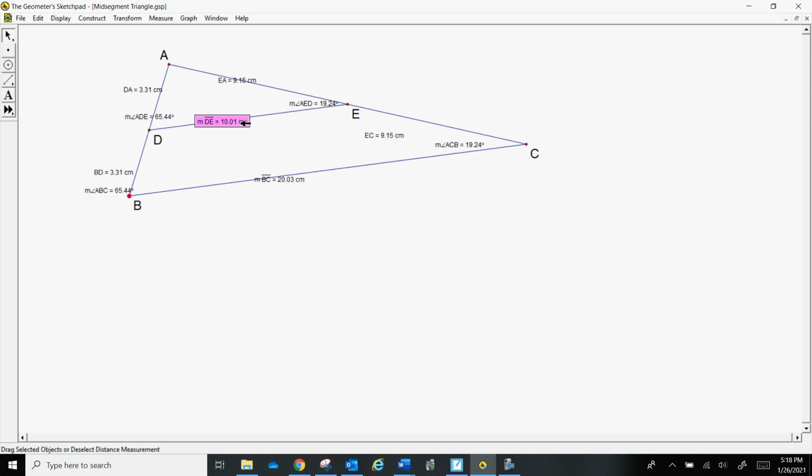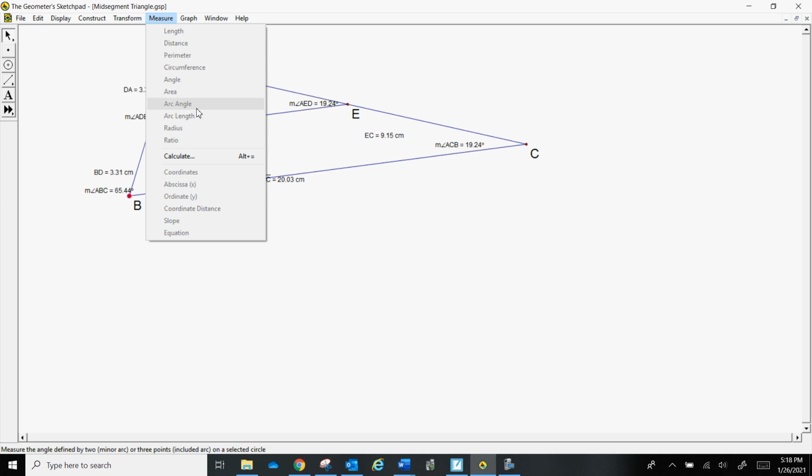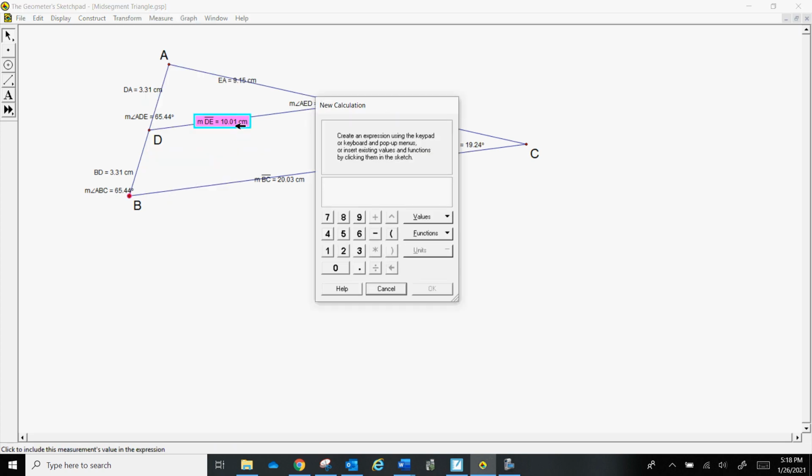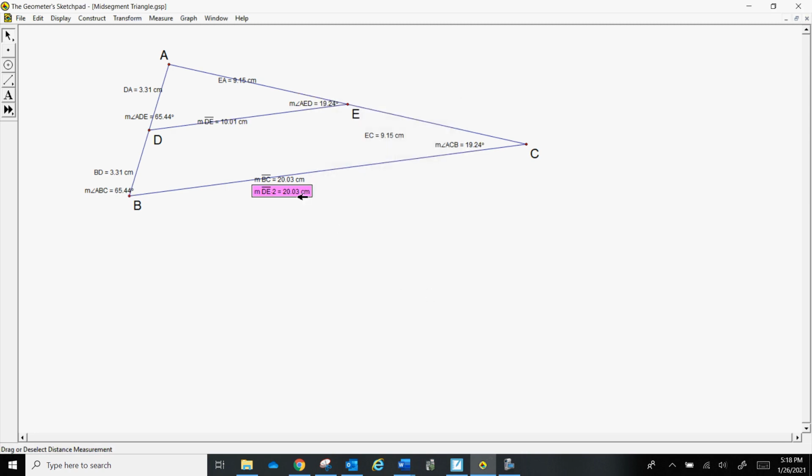Now, if I do use my calculator, now watch this. This is kind of slick on this program. You don't have this in GeoGebra. But I can take this number right here, and I can times it by 2, and I guarantee I'll get that 20.03, and I did right there.